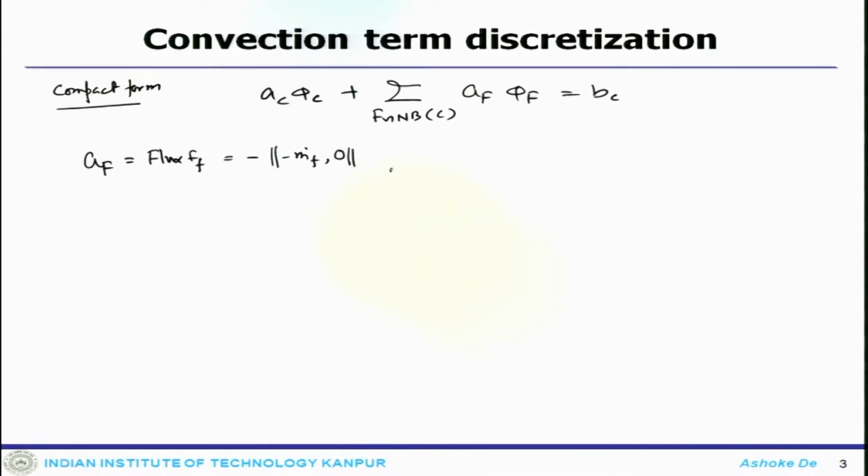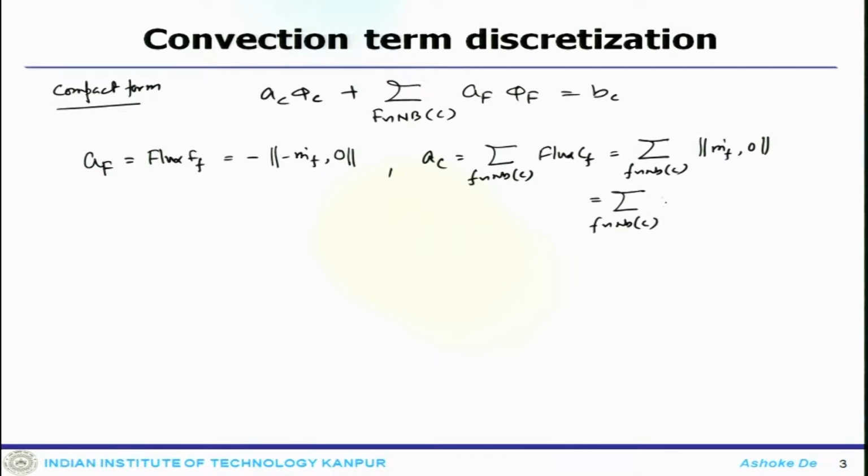And A_c is summation of small f over all the faces flux C_f, which is over all the faces m dot f 0, that will get you the integration over all the faces m dot f plus minus m dot f 0. It is nothing but minus summation of capital F over all the neighboring elements.